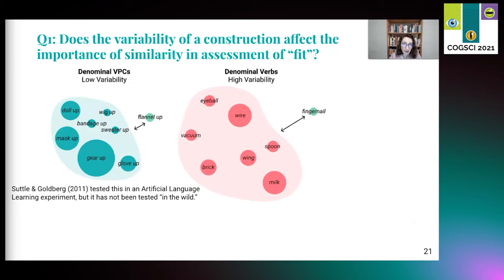But for the high variability construction, where the existing types have less in common, we might expect to find novel coinages like "fingernail," which are less clearly related to the set of exemplars we've seen before. Suttle and Goldberg showed this was the case in an artificial language learning experiment focused on comprehension, and here we build on this, looking at production and exploring how constructions are used in the real world.